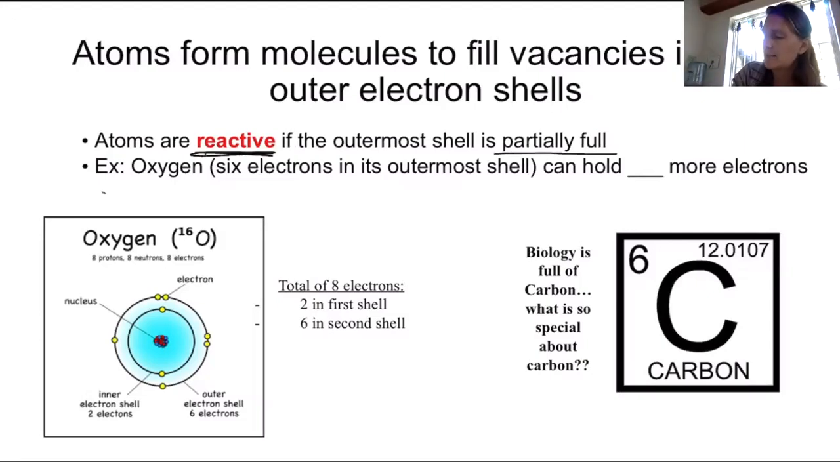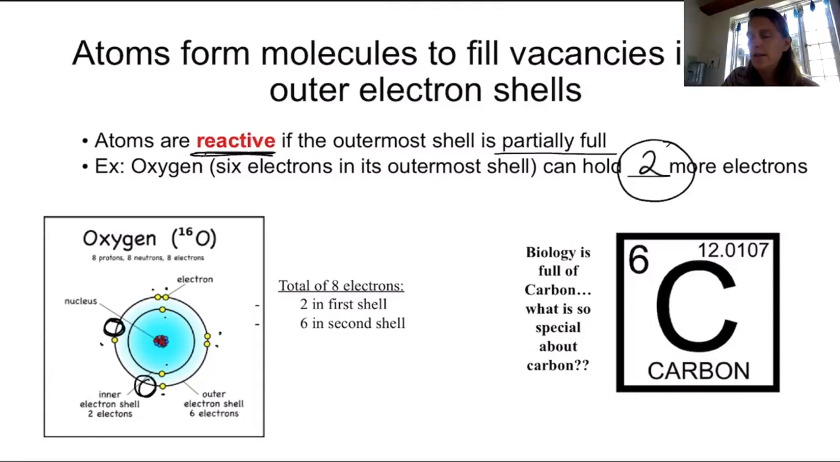So oxygen has 6 electrons in its outer shell, right? So if it has 6 electrons in the outer shell, how many are in the inner shell? 2, because the middle one's full. So how many more electrons can it hold, right? So we have 2 in the inner shell. We have 1, 2, 3, 4, 5, 6 in the outer shell, meaning it can hold 1 more here and 1 more here. So it can hold 2 more electrons, right?